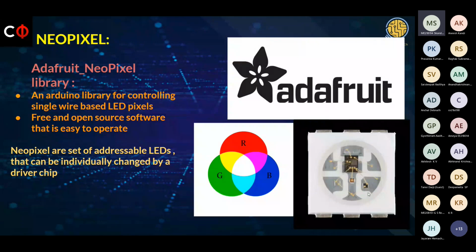So the RGB LED creates a wide range of colors based on the mixing ratio. The amount of a particular color that you want to mix has to be provided as a parameter to these LEDs for obtaining the various colors that you would like to have. And these are addressable LEDs. What I mean by addressable LEDs is a new generation of LEDs that have a controller IC, basically the driver chip that I was talking about.